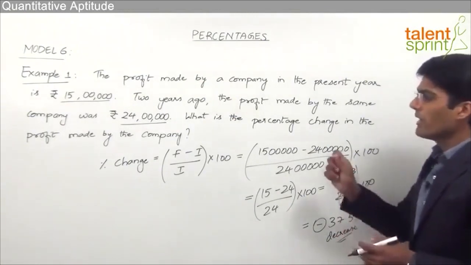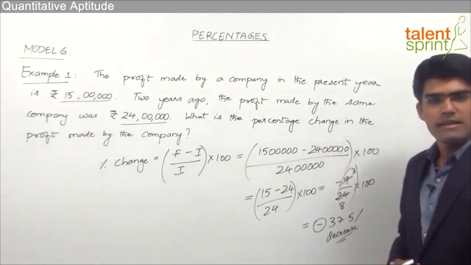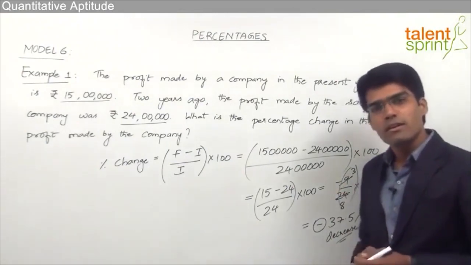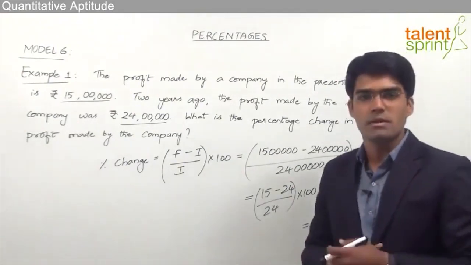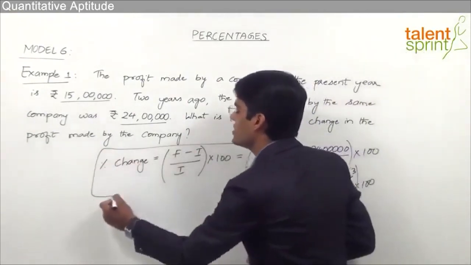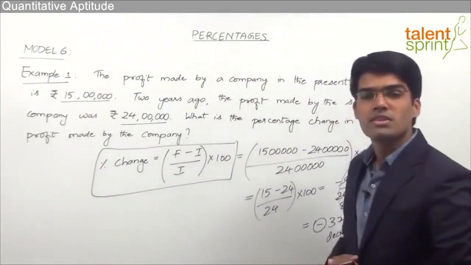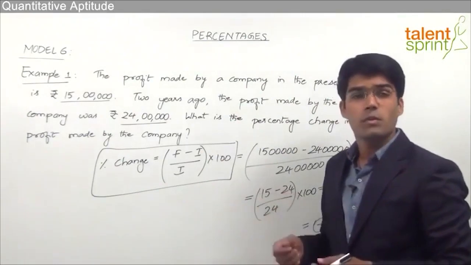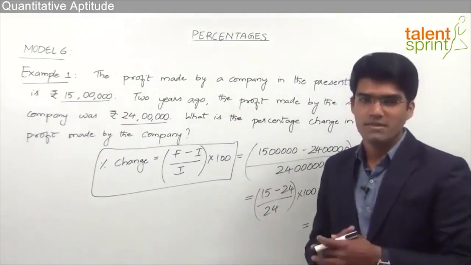So this is how we can simply use the formula, that is final minus initial by initial into 100, to find out the percentage change between two values. Friends, remember that the concept of percentage change, that is final minus initial by initial into 100, is very, very frequently used when we solve questions from data interpretation.